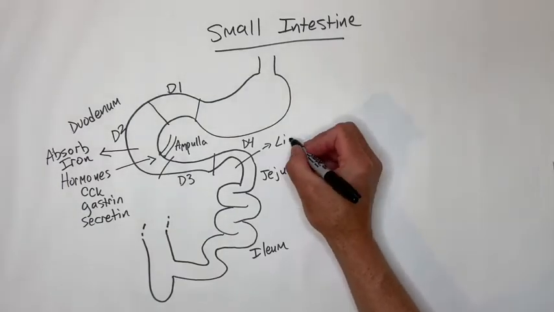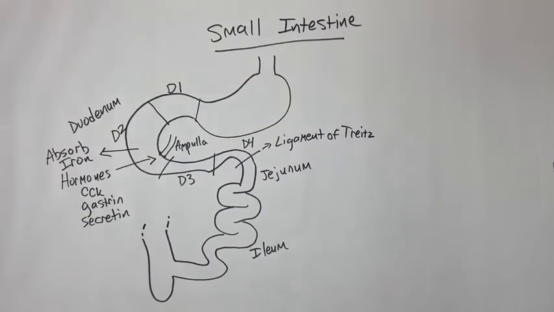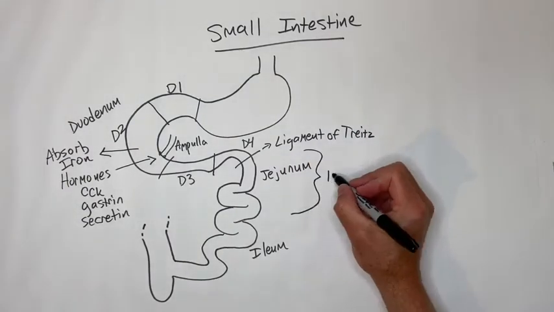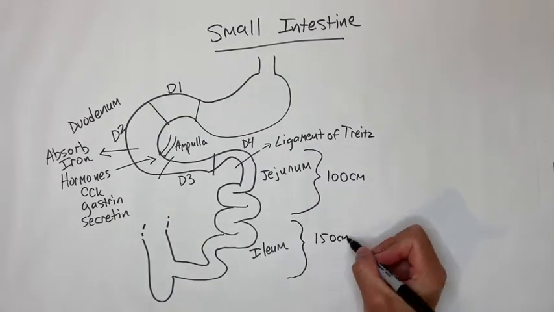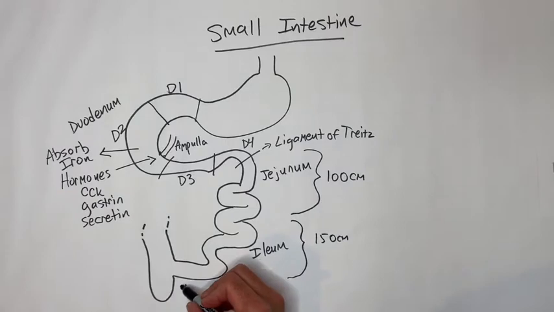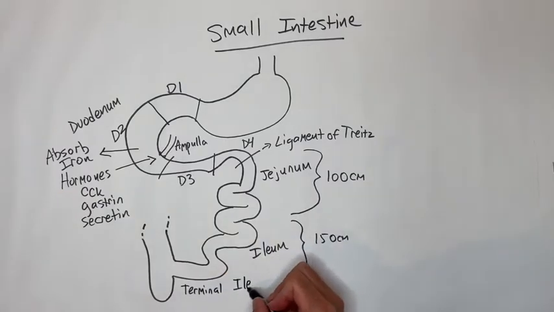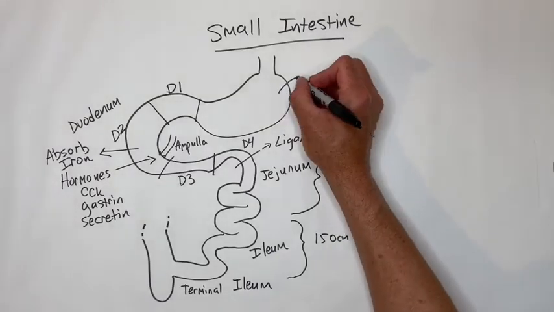The jejunum is after the ligament of Treitz and is about 100 centimeters long and arbitrarily becomes the ileum, which is the last 2/3 of the length and is about 150 centimeters. The terminal ileum is specifically the last portion before the ileocecal valve and has specific physiologic functions. Absorption of nutrients and fluids largely occurs in the small intestine.